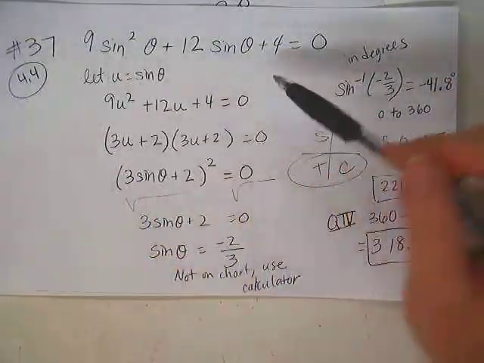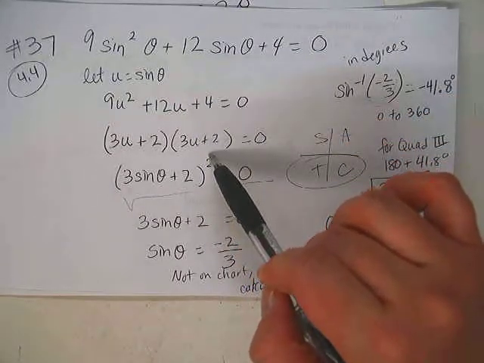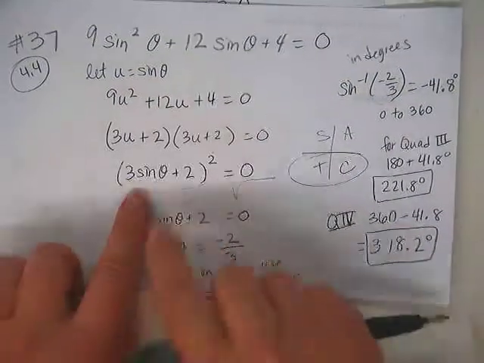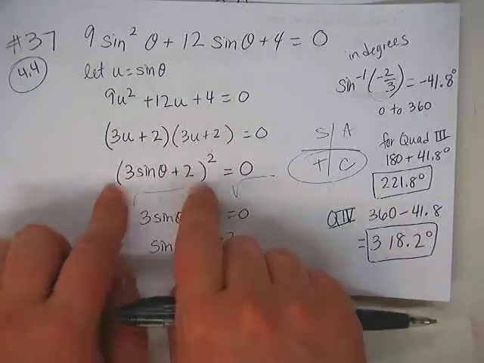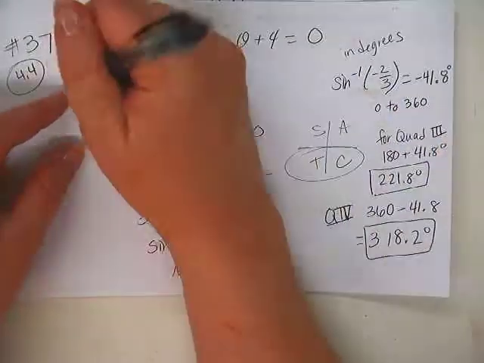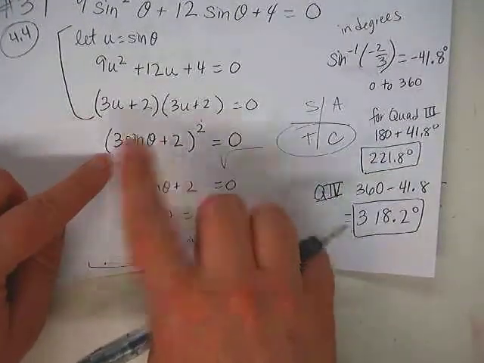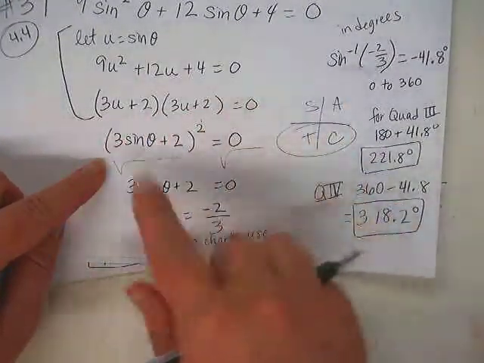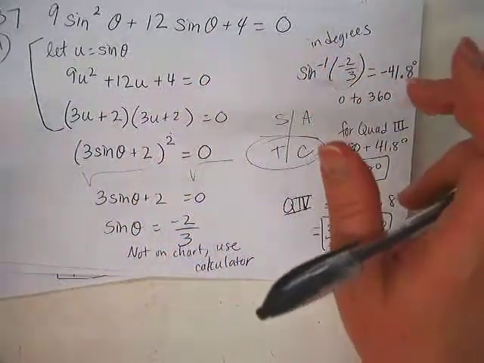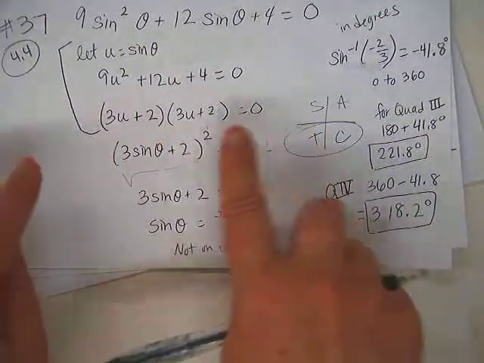So section 4.4 has a lot of problems that are quadratic in form. If you need to do a substitution to figure out how to factor that quadratic, good, that's fine. If you don't need to use a substitution, you might get better at it as you go along. But basically this thing here, 3 sine theta plus 2 quantity squared, is this thing factored. But I kind of used a u substitution in here to help me figure it out. Okay, so then when you get to that point, you just solve it like you would have in section 4.2 or 4.3, once you get it factored and out of its quadratic in form.